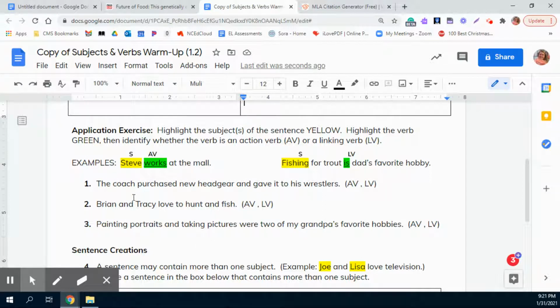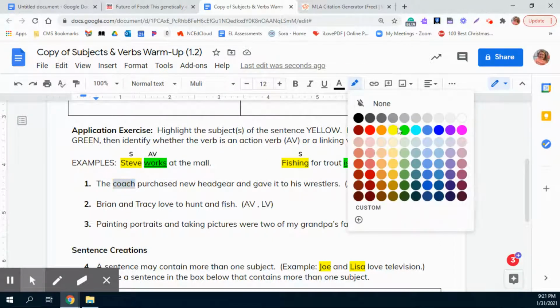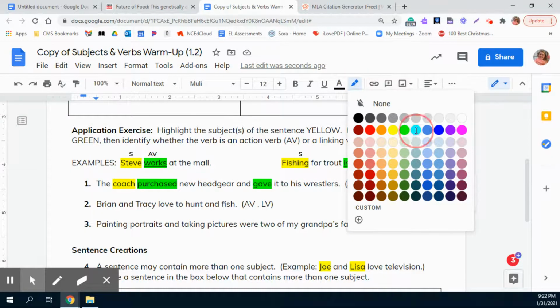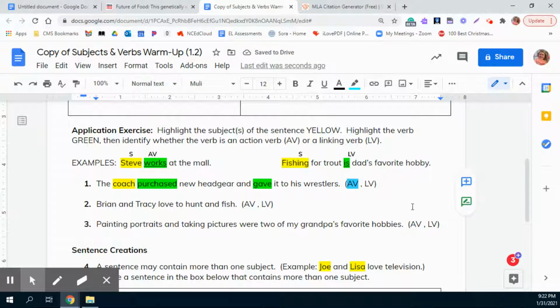So sentence number 1, the coach purchased new headgear and gave it to his wrestlers. Well, who is doing the action in the sentence? The coach. So coach is our subject. And then what did the coach do? He purchased new headgear. So it's the first thing he purchased. Then we have another verb, and gave. So he purchased and gave it to his wrestlers. Well, purchasing and giving, those are both actions. So we need to highlight this as an action verb. Yay.